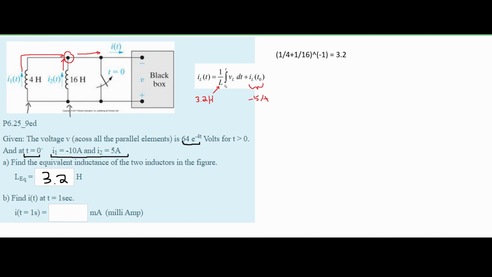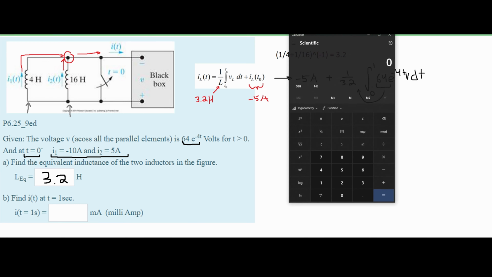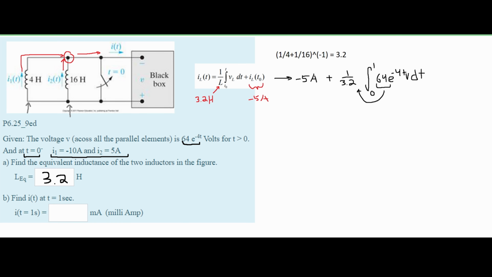This is why we're using the integral. We know that our voltage is 64 times e to the negative 4t volts, so we're plugging this in here. We're going to bring out our 64 from the integral because it's a constant. So we're going to take our 64 and then divide it by the 3.2. In doing this, we are going to get 20. And then we can also integrate what's left inside, which is the e to the negative 4t. And we know that when we integrate this, we're going to get e to the negative 4t over negative 4. And then we have our closing brace.